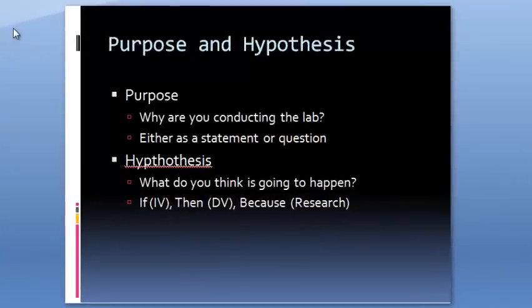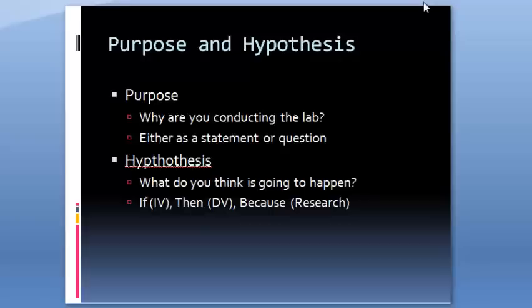Okay, so the next part is the purpose and hypothesis. So for the purpose, and the rest of these components would all contain a heading, so you'd have the purpose heading, the hypothesis heading. For the purpose, why are you conducting the lab? And this can either be written as a statement or a question. So for example, the purpose of this lab is to, and then continue on, or write it as a question. What is the difference between sunlight and dark on the growth of a plant? Okay, so you could put it as a question or a sentence.